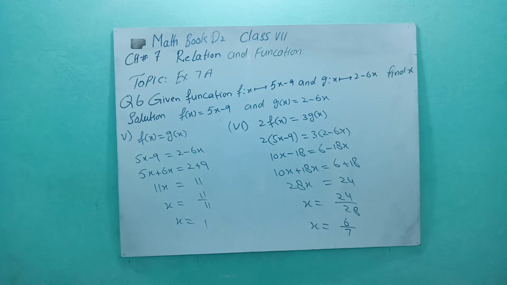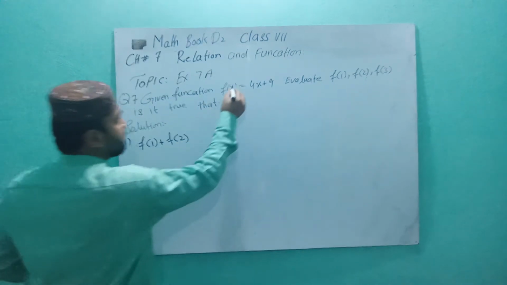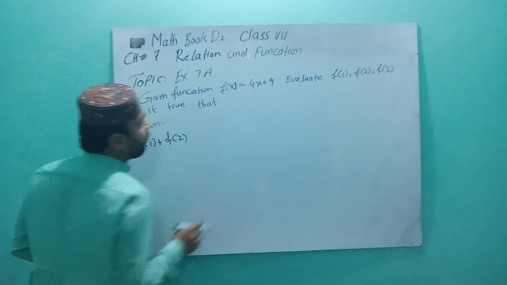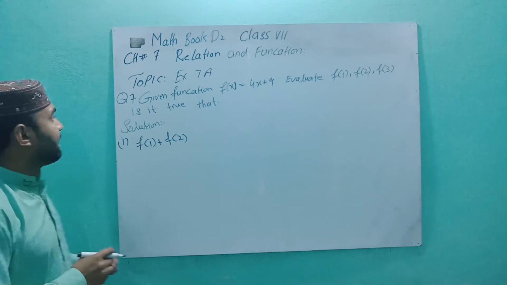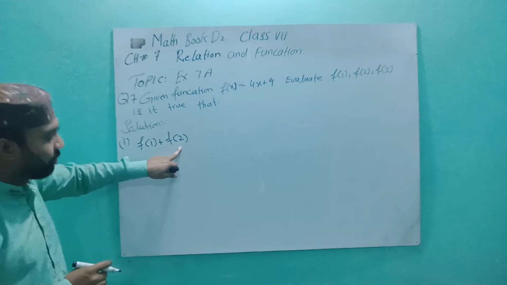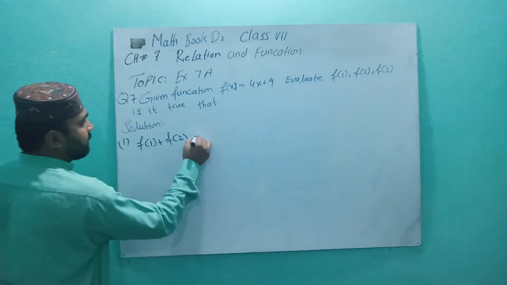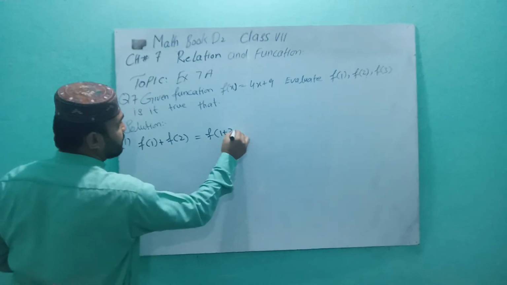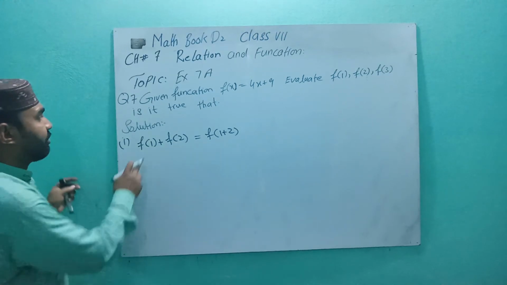Understand, students? Now question number 7, given the function f of x equal 4x plus 9, evaluate f of 1, f of 2, f of 3. Is it true that, solution first part, f of 1 plus f of 2 equal f of 1 plus 2. Now this is the left hand side, this is the right hand side.